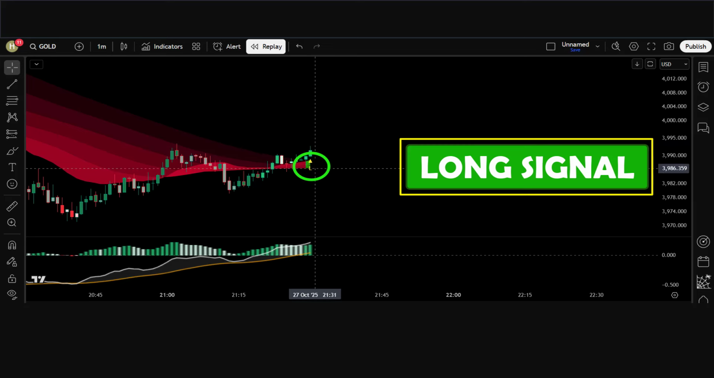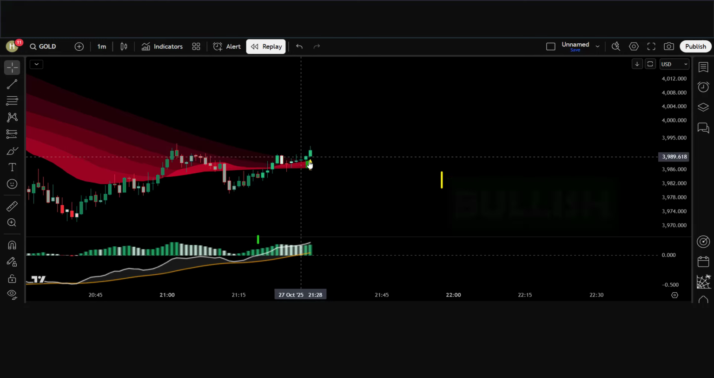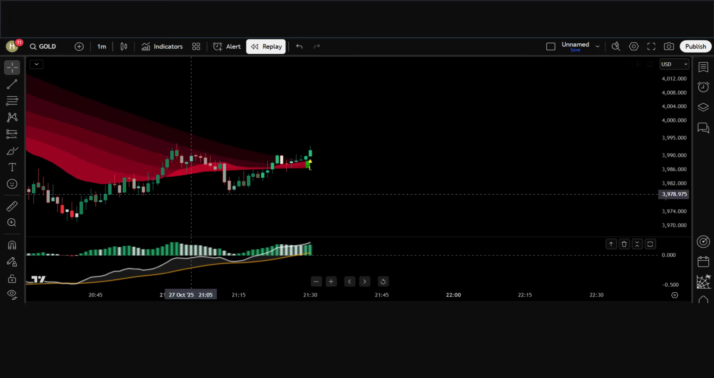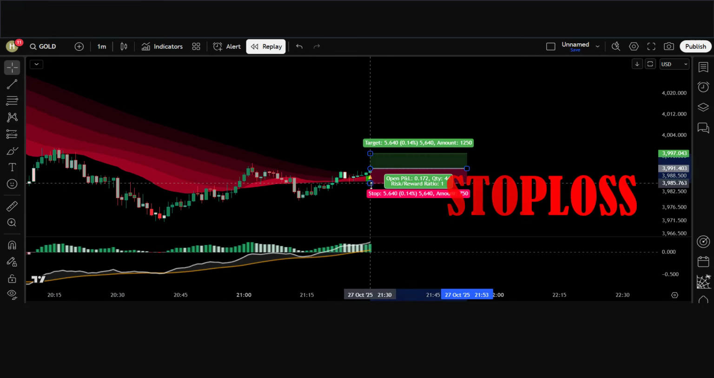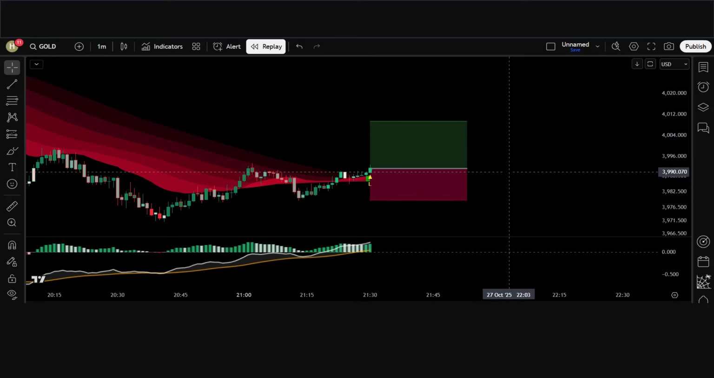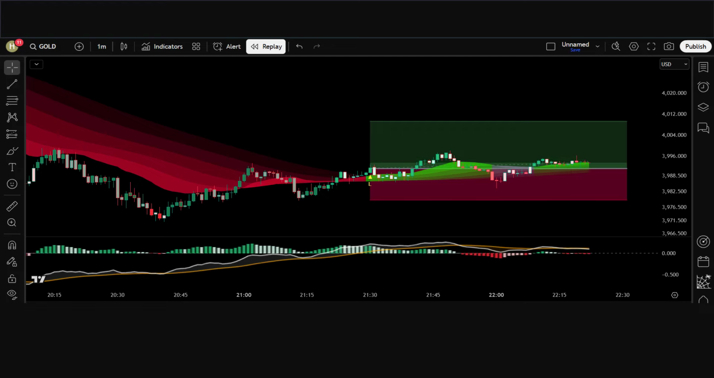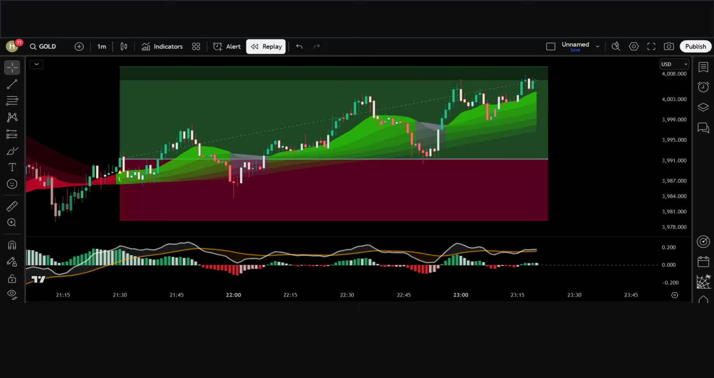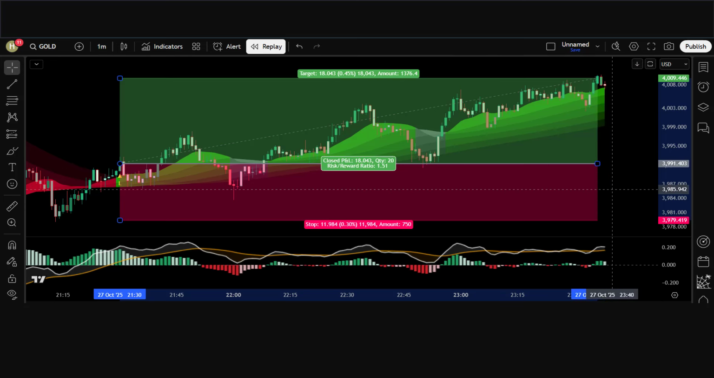When the T3 striped cloud indicator gives us a long signal, when the market has created a bullish candle, when the columns of the Momentum Ghost Machine indicator are bullish, so all these conditions are met, then we have to take a buy order. Place your stop loss at the current market's lower level, and the risk to reward ratio will be 1:1.5. Let's see what happens to our trade. We have won the trade. Let's find the next trade.